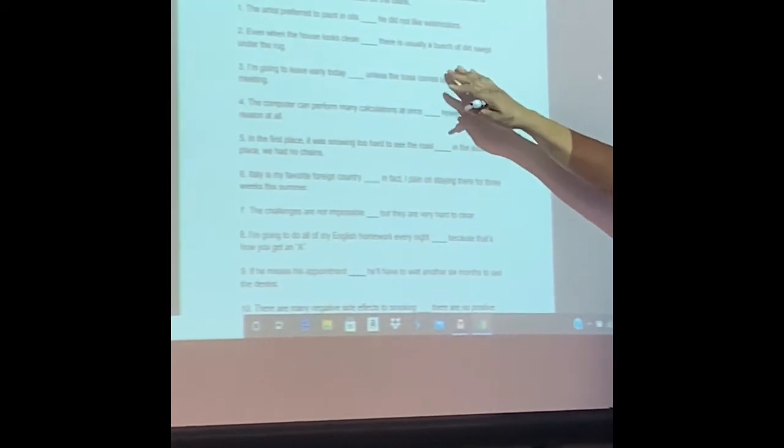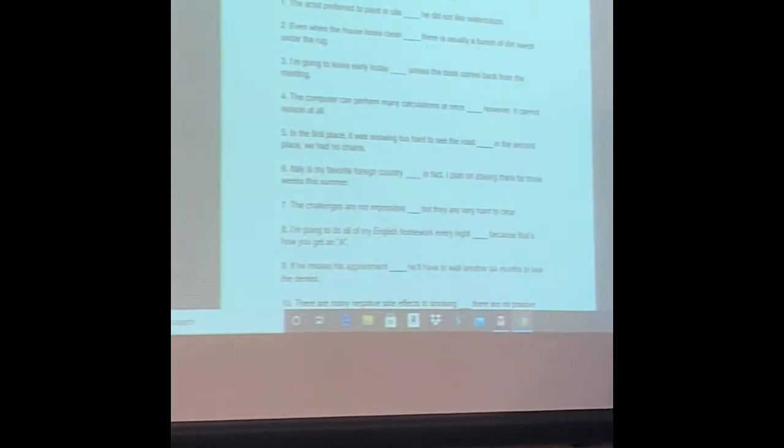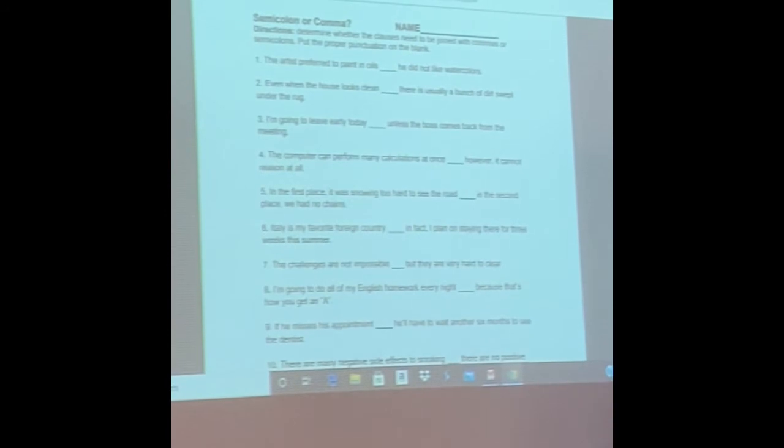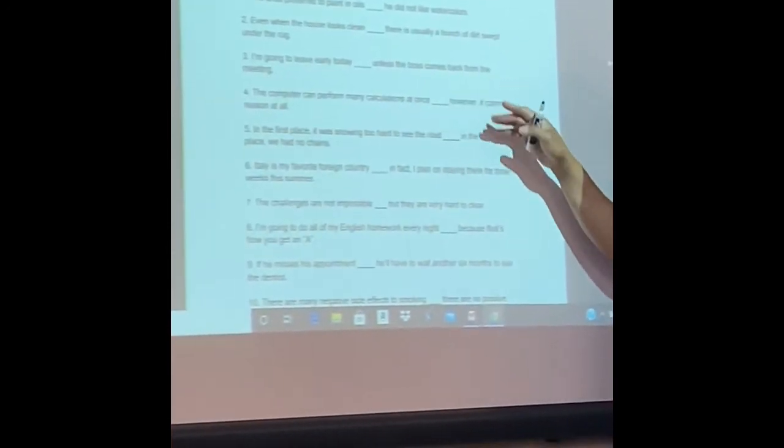The next one. Even when the house looks clean, there's usually a bunch of dirt swept under the rug. Use a comma or a semicolon? Comma. Very good. I'm going to leave early today, comma or semicolon, unless the boss comes back from the meeting. Very good. The computer can perform many calculations at once. However, it cannot reason at all. Comma or semicolon? Semicolon. And here's what the deal is. You have a semicolon because these are two separate sentences, but this is a transition word. So a comma goes after that transition word, but we're going to put a semicolon because that separates similar sentences.